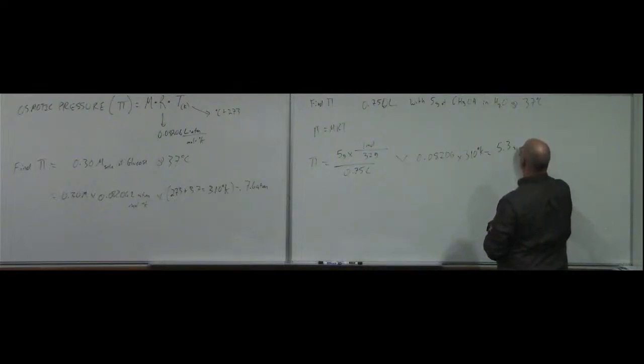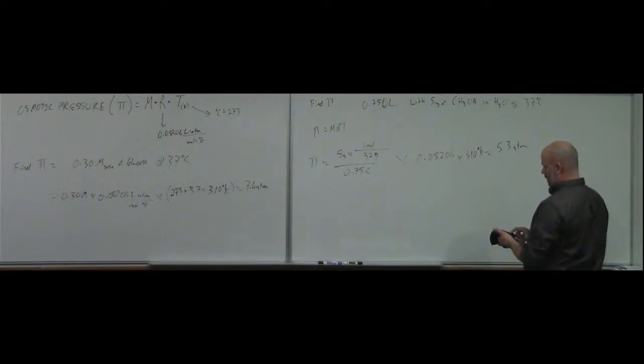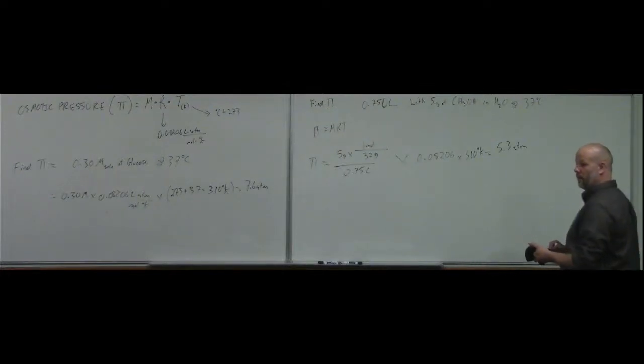Let's do this together. So I've got 5 divided by 32 divided by 0.75 times 0.08206 times 310. Yeah. Okay. You get it?